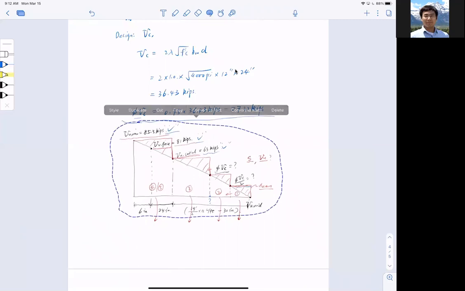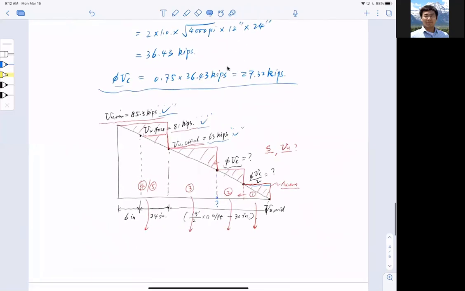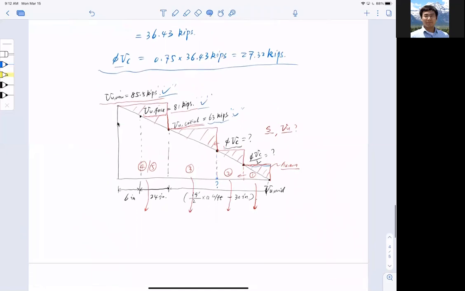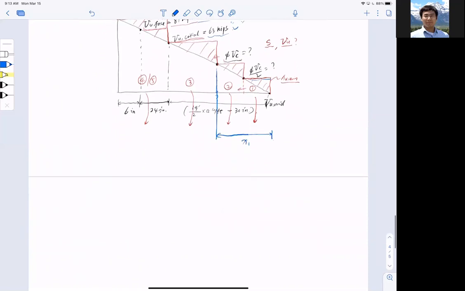All right, so essentially, we're trying to find this distance, a distance x away from the midspan, the middle span. So let's call it x1. All right. So how do we determine this distance?